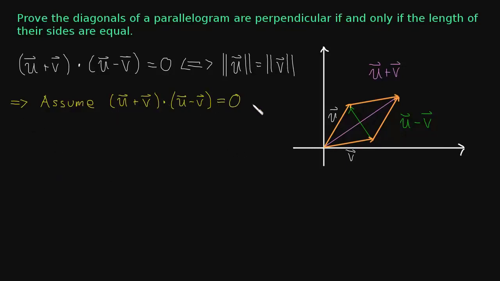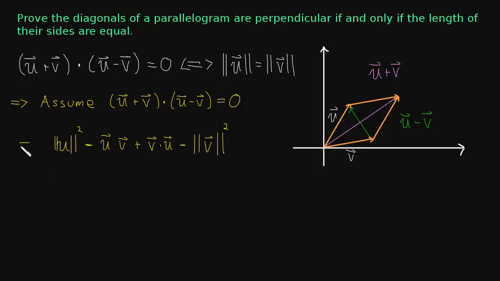Okay, well, let's just see what happens through this equation if we expand it out. What is the dot product expanded here? We're going to have u dot u, which we know is the length of u squared, minus u dot v, plus v dot u, and then minus the length of v squared, because this is just minus v dot v. The dot product is commutative, and so u dot v is the same thing as v dot u, so we have a minus u dot v here and a plus v dot u, and those are going to cancel out.